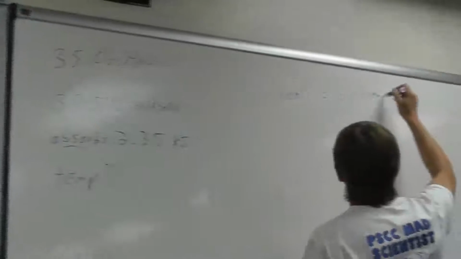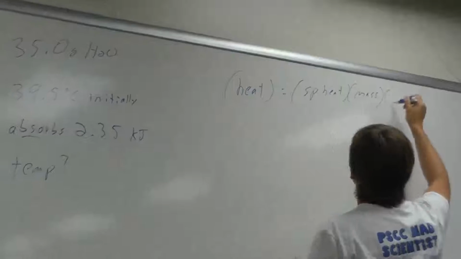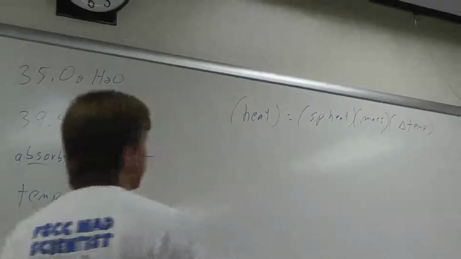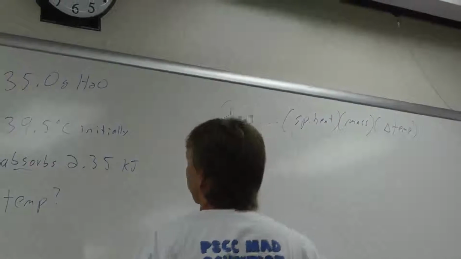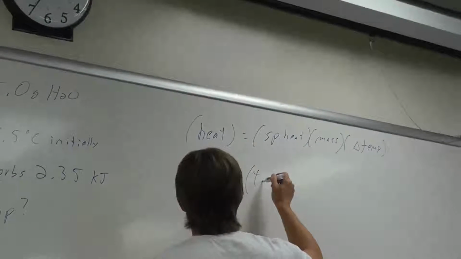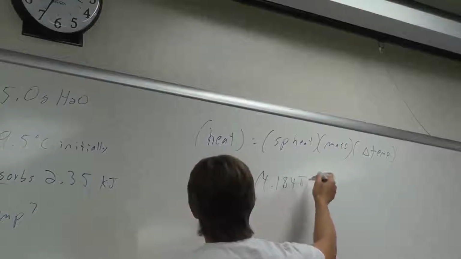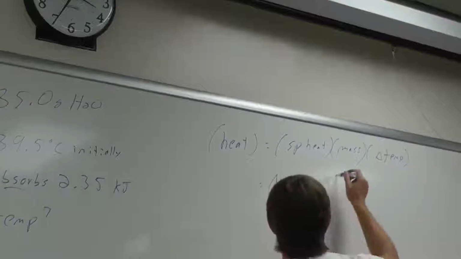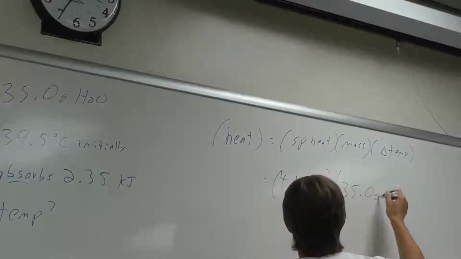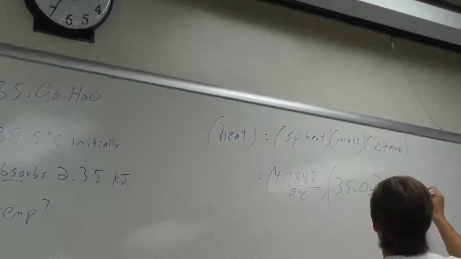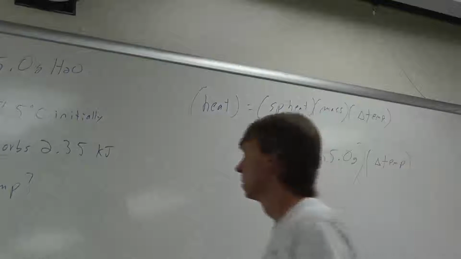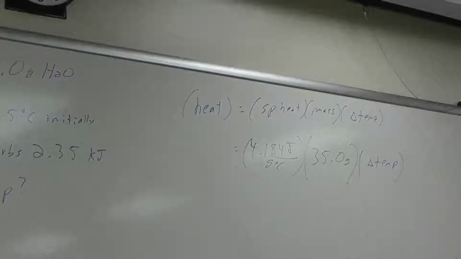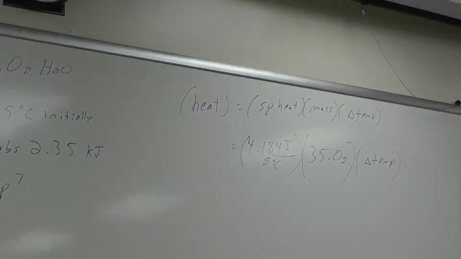And here's our equation. So we're calculating toward that change in temperature. Specific heat of water is a constant. Mass of water is 35.0 grams. What do we plug in for the heat? And don't say 2.35.